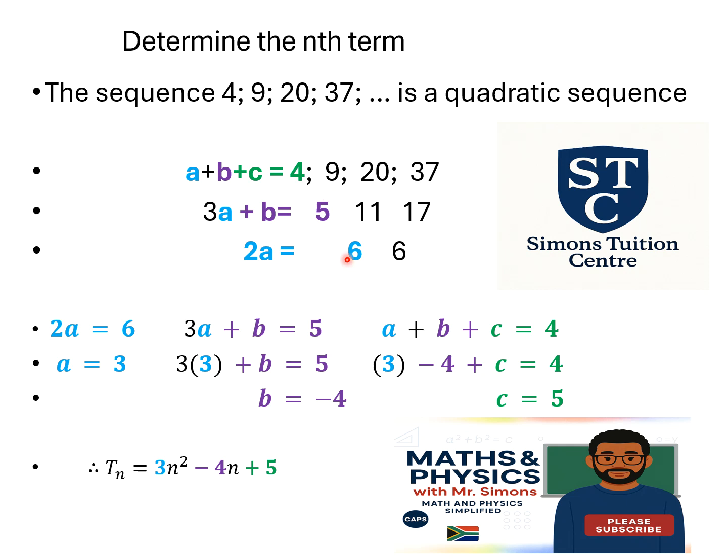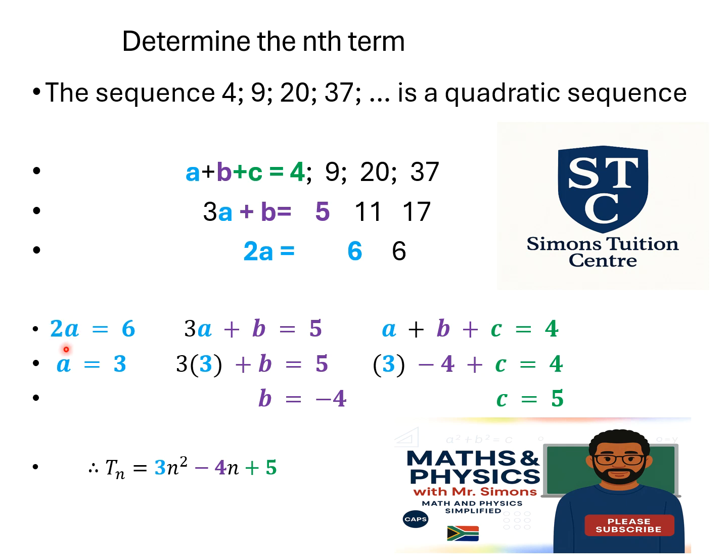11 minus 5 gives me 6. 17 minus 11 gives me 6. So again, second difference, 2a equals 6. 3a plus b equals 5. a plus b plus c equals 4. Alright, so 2a equals 6.